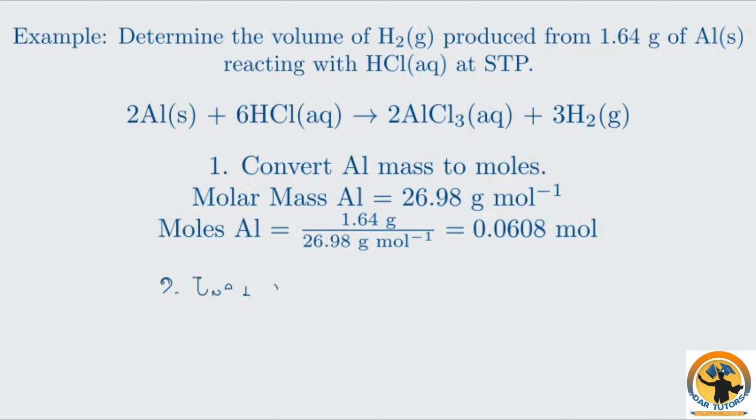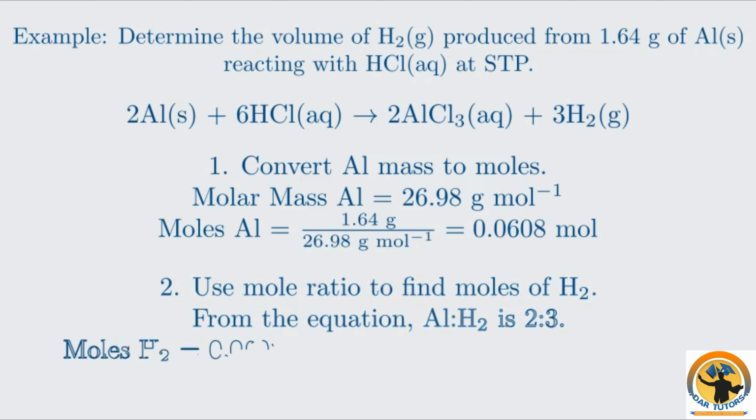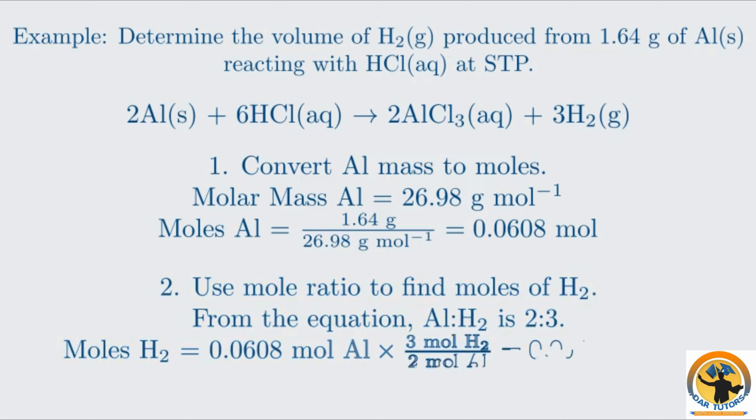Step 2. Use the mole ratio. The equation shows a 2:3 ratio between aluminum and hydrogen gas. So, moles of H2 equals moles of Al times 3/2. This is 0.0608 times 1.5, which is 0.0912 moles of H2.